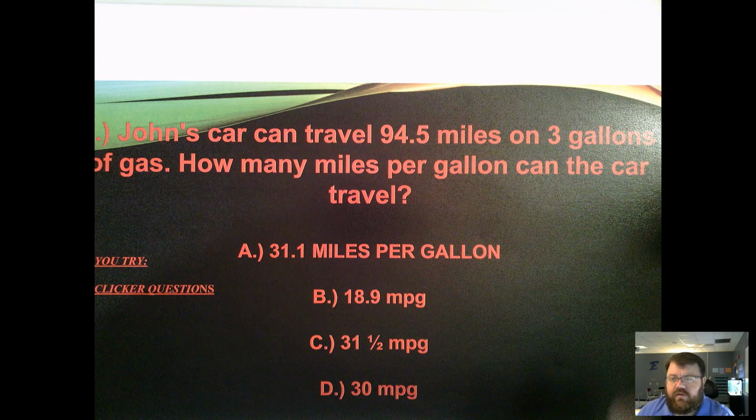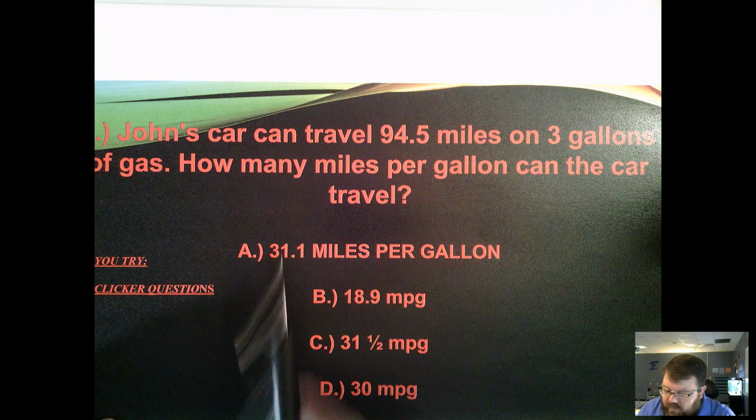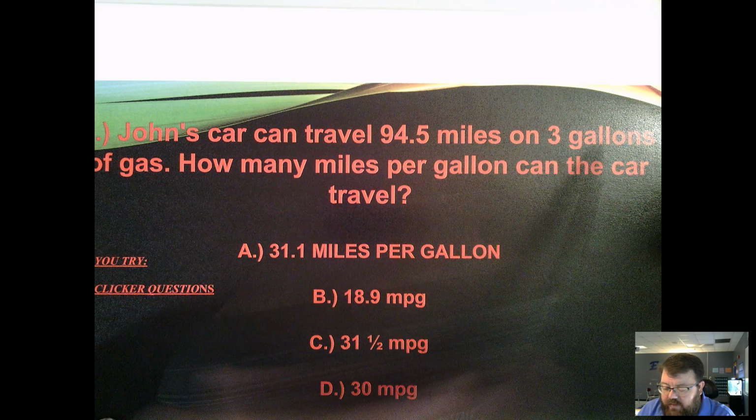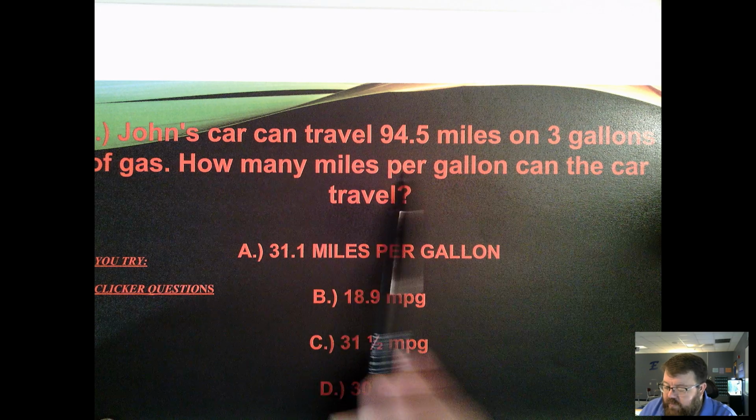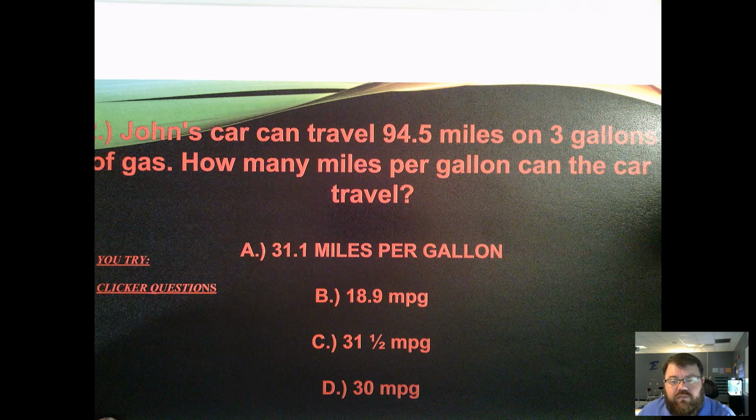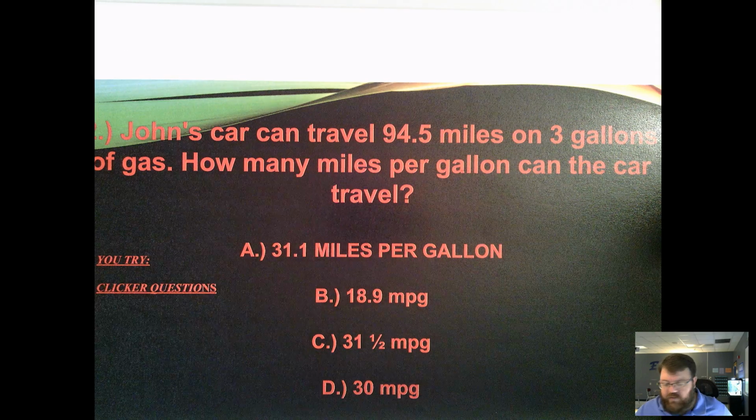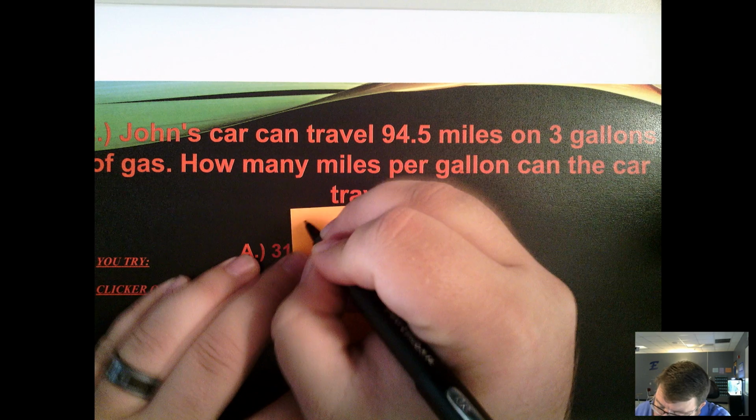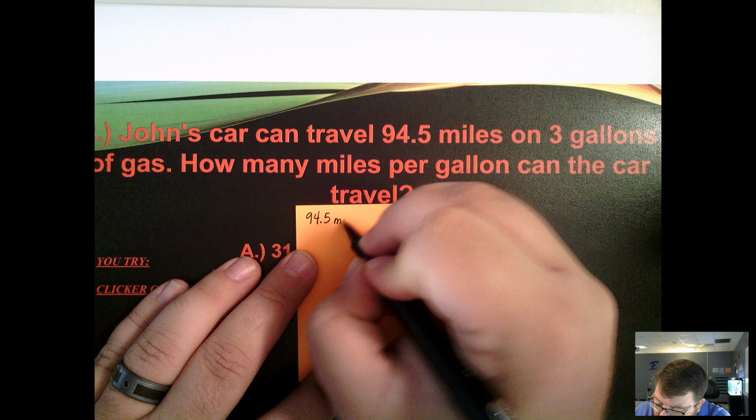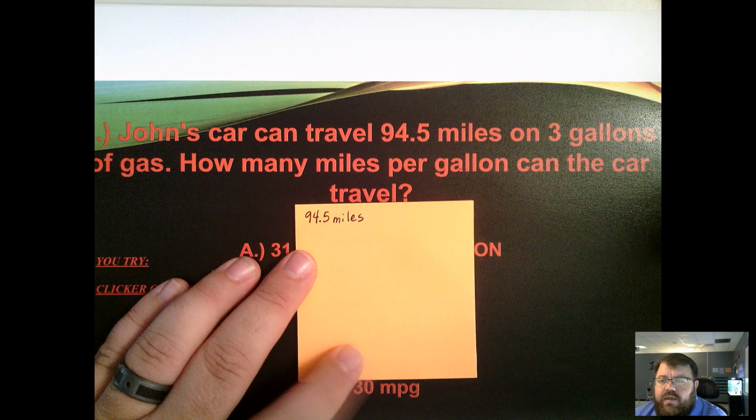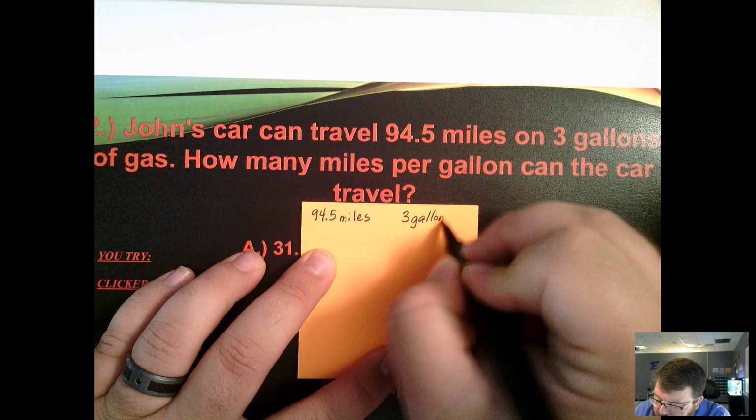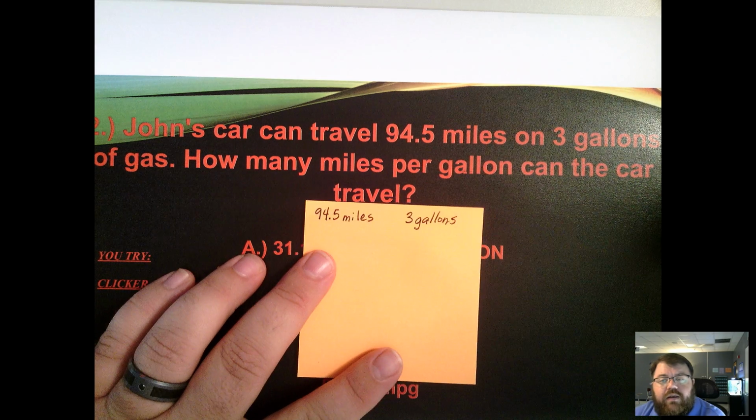Okay, there's a little bit of a glare on this one, so I'm going to read it for you. It says, John's car can travel 94.5 miles on 3 gallons of gas. How many miles per gallon can the car travel? Pause the video and answer your question. The two numbers that I have in this one is 94 and 5/10 miles and 3 gallons of gas. Now go to your question.